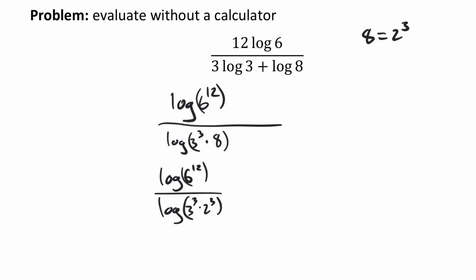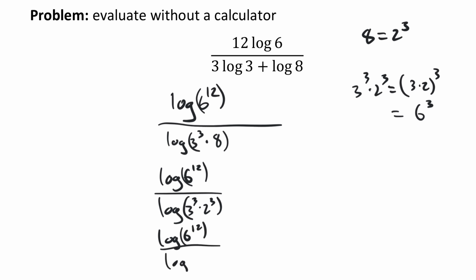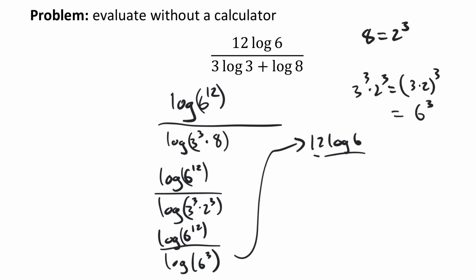And here's where it gets a little interesting. If you have 3 to the 3 times 2 to the 3, it's kind of like you had 3 times 2 to the 3, using exponent rules, but in reverse. And 3 times 2 is 6 to the 3. So we could write this as log of 6 to the 12 over log of 6 to the 3. Well, let's just bring those exponents back down. We have 12 log 6 over 3 log 6.